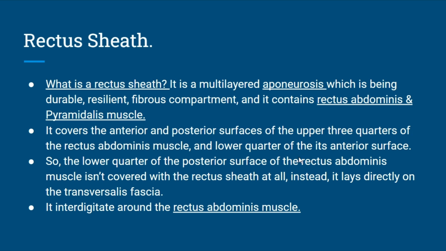So basically, after the arcuate line or after the umbilicus, the aponeuroses cross and interdigitate in the front. So the rectus sheath is going to cover it from the front of the rectus abdominis muscle. So the lower quarter of the posterior surface of the rectus abdominis muscle isn't covered with the rectus sheath at all. Instead, it lies directly on the transversalis fascia. I know it's a mouthful. The posterior surface of the rectus abdominis muscle is not covered by the rectus sheath. So it interdigitates around the rectus abdominis muscle.